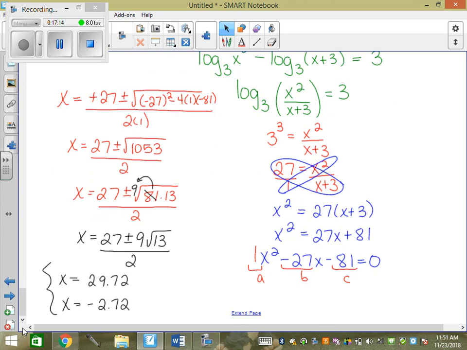And when you look at your graph, this one crosses the x-axis at 29.72. But the graph actually is completely all on the positive side of the y-axis. So it's never going to cross at negative. This one's extraneous.